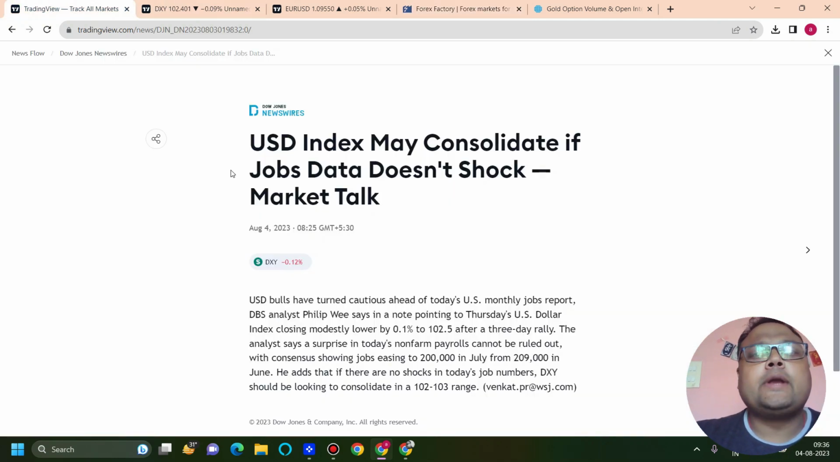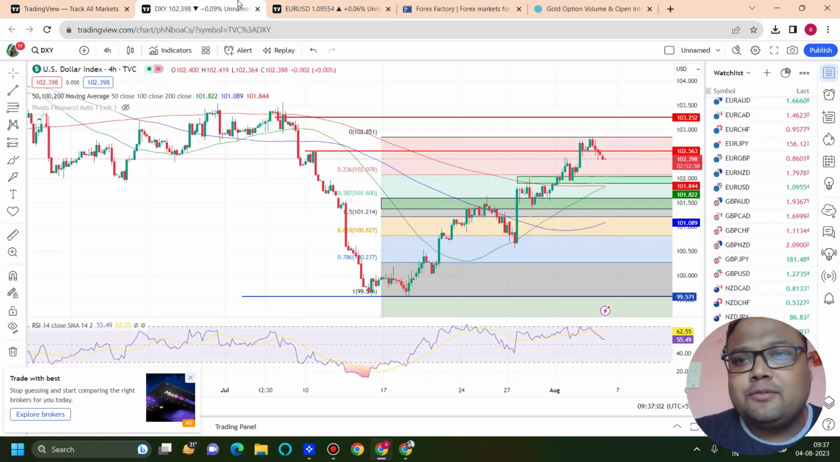Okay. If you look at the news, you can see USD index may consolidate if jobs data does not shock. So yes, market is also confused regarding the news right now, and if the jobs data isn't good enough, then market may simply show price rejection. That's it.